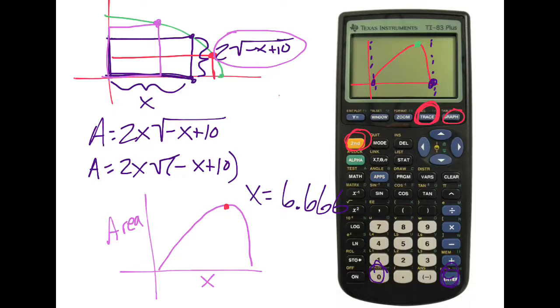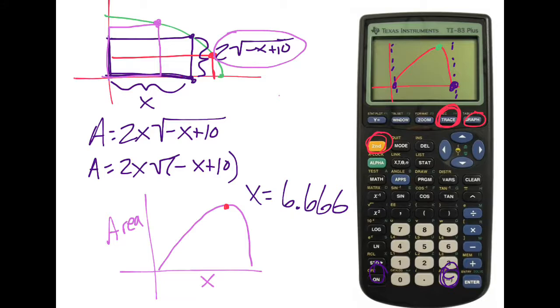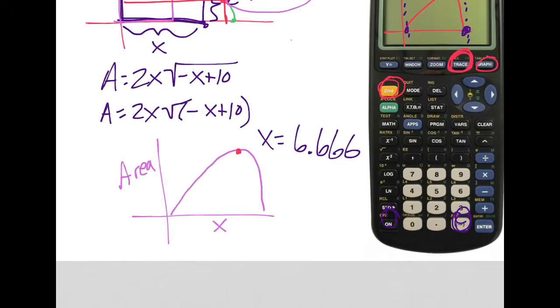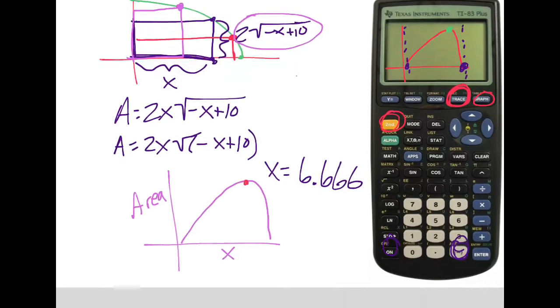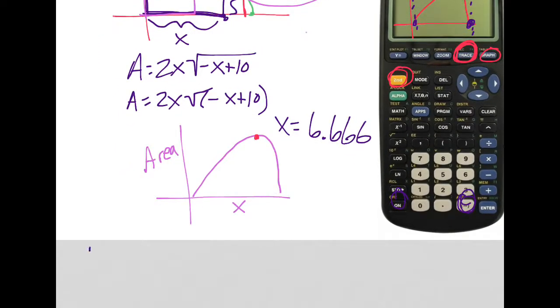And it probably is exactly 6 2/3, but can't really tell for certain based off of this, because your calculator always does have a little bit of a rounding error. But we can take that x value and we can use it to find the y value. Because your calculator will say that the y value is 24.343, but again, that represents the area. So we now need to plug this x value back into our equation to find y, the height of our rectangle. So y is going to equal 2 times the square root of negative 6.666 plus 10.